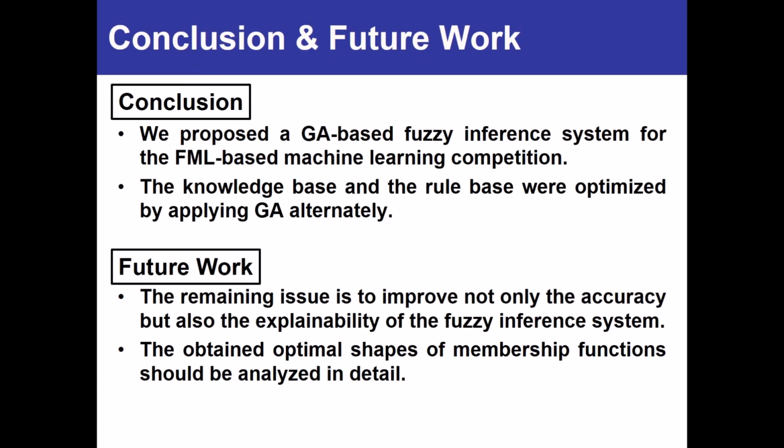We proposed a GA-based fuzzy inference system for the FML-based machine learning competition, and we optimized the knowledge base and the rule base by applying two optimization phases alternately. As future work, we should improve not only the accuracy but also the explainability of the fuzzy inference system, and we should analyze the optimal shapes of membership functions in detail.